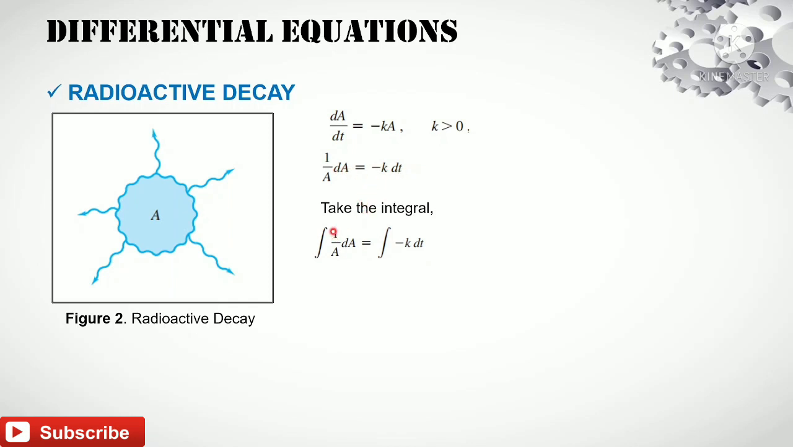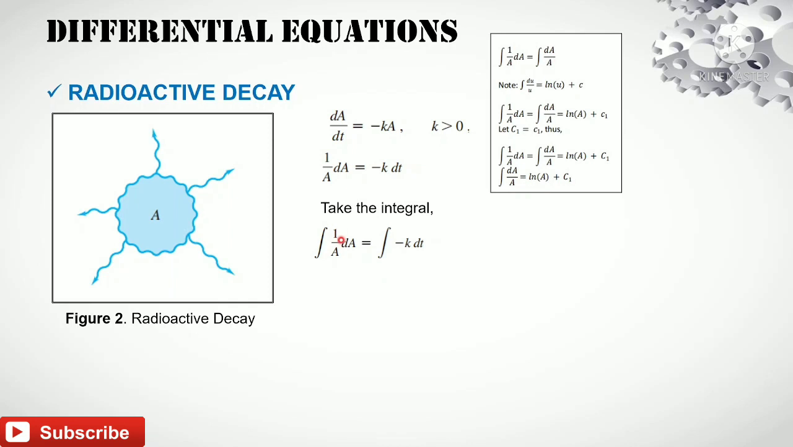Okay, so we put an integral on the left side of the equation and also on the right side, and then solve for the integral. I can give you a solution for this integral of 1 over A dA, and also for the integral on the right side, negative k dt. We will first discuss the integral of 1 over A dA, which is just equal to the integral of dA over A.